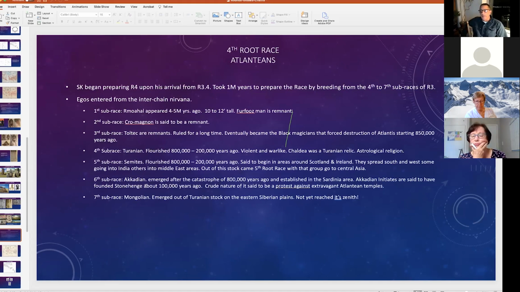So it's said that Stonehenge is apparently 100,000 years old, and it was built by a group of fairly advanced Atlanteans, and they used a crude style as a form of protest against the very luxurious and extravagant style of Atlantis at that point, because 100,000 years ago, Atlantis was building everything in gold and covered in marble and all these ornate things, and it was very materialistic, and people would hire priests to pray to the likenesses of their statues and all kinds of stuff. So this group of Akkadians went off into the northern regions and built Stonehenge in a primitive style as a protest, apparently. And then out of the seventh subrace, the Mongolians emerged. And that apparently is where the Manu of the fourth root race is centered now. And it has not yet reached its zenith.